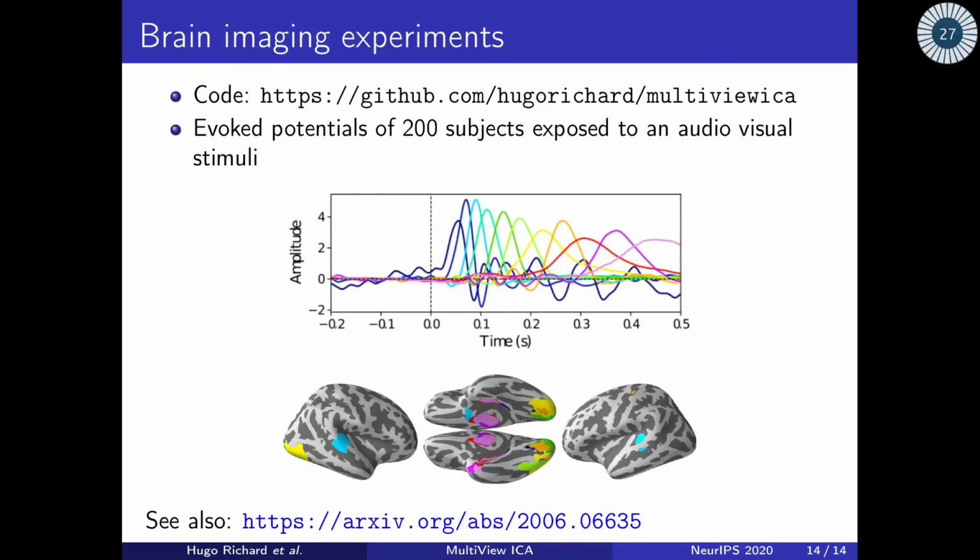So we've seen that MultiView ICA is a principled approach to perform group-ICA. It has appealing theoretical properties and yields better results in practice. We've made so many more experiments than this. I'll leave you with this beautiful image where we've localized and identified, using MultiView ICA, the common source to the MEG data of 200 subjects exposed to an audiovisual stimuli.